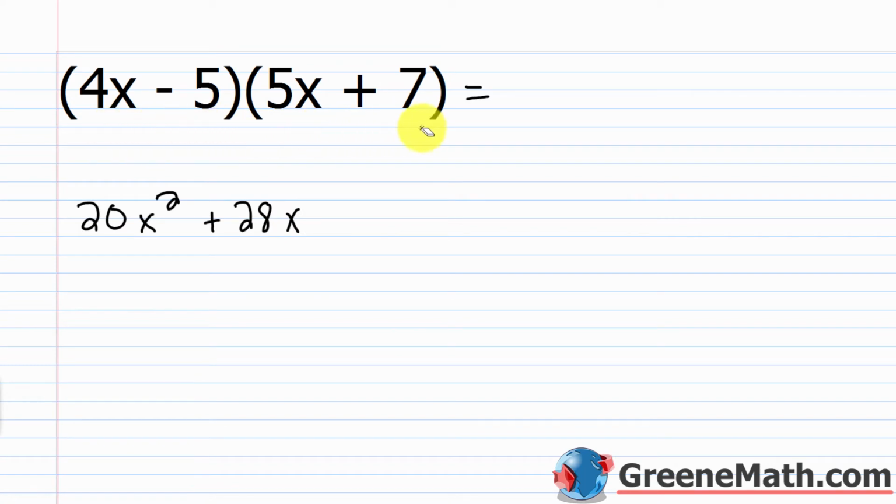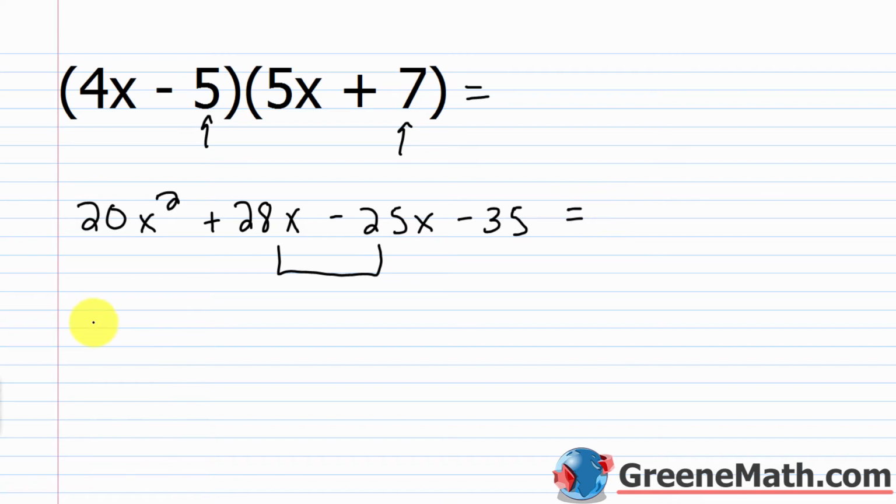Then I'm going to move to my inside terms. So I have -5 and I have 5x. So -5 times 5x is -25x. Then I'm going to move to my last or final terms. So that's -5 times 7, and that's going to give me -35. So all I need to do now is just combine like terms. I have 28x minus 25x. That's going to give me 3x. So this would be 20x squared plus 3x minus 35 as my final answer.